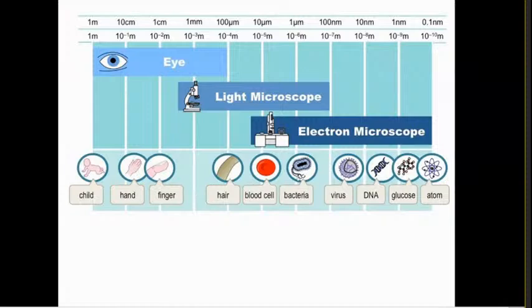Then light microscopy. In light microscopy, we can visualize the bacteria, blood cells, and hair. With the normal visible eye, we can see the finger. We can't see the cells in our body; we can see the fingers in our body. That is the thing with visualization. That's all.